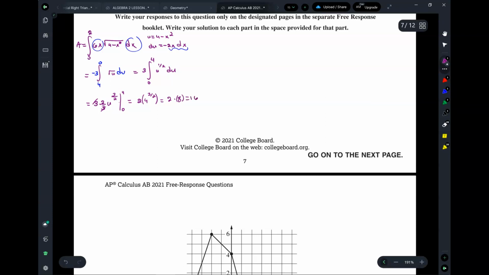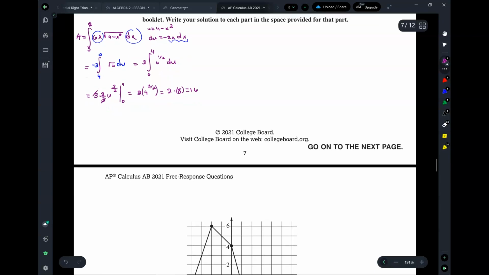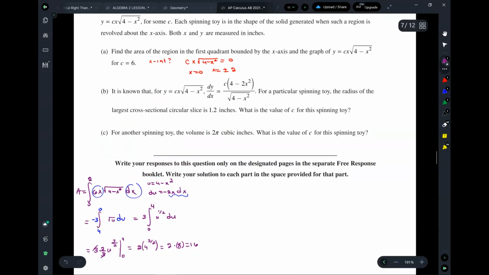Wait a minute, I lost the part. Why did the limits change from 0 to 2 to 4 to 0? Because the limits have to go from lower number to greater number, so you have to flip the integral around. There's a way to do that without changing the limits. If you kept it as 0 and 2, you do the whole thing and then you put the u back in here, 4 minus x squared, then you put in 0 and 2. You get the same answer. So that's the area. Okay, part B.